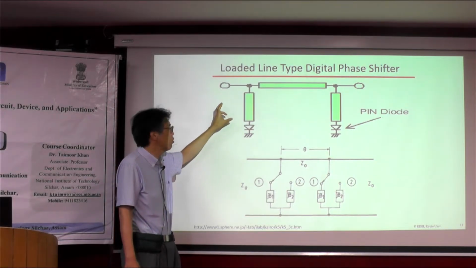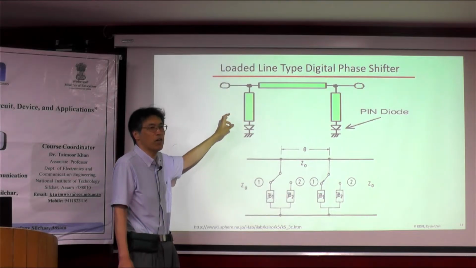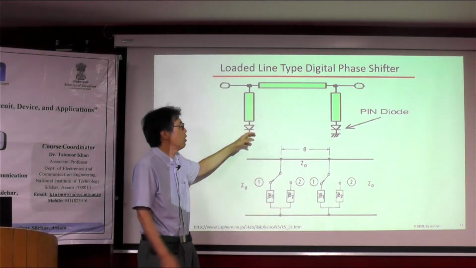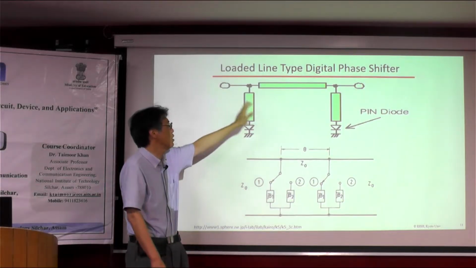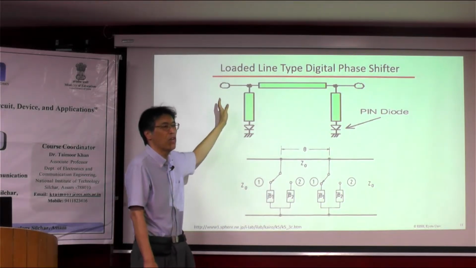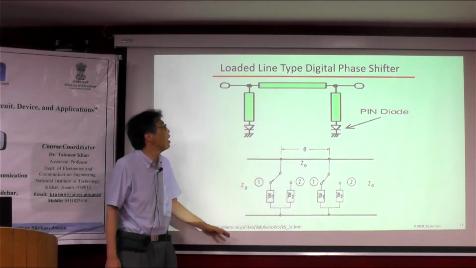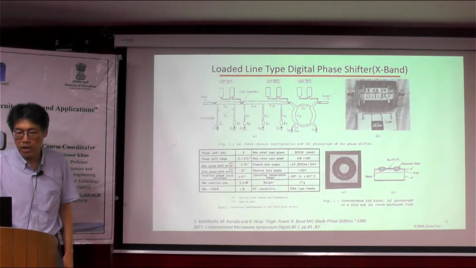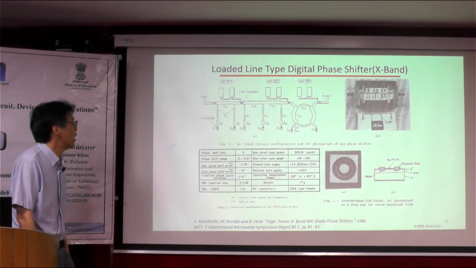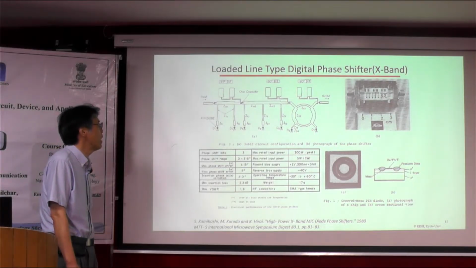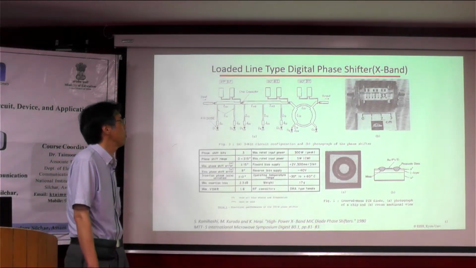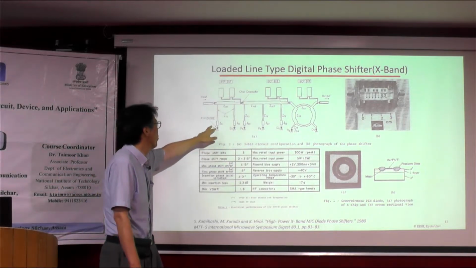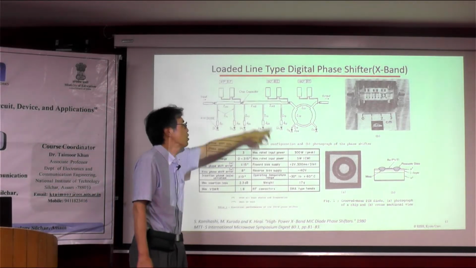So short stub and open stub impedance are very difficult. By changing the PIN diode, the total impedance of this circuit changes, and as a result, the phase changes. This is named the rotated line type digital phase shifter. And sometimes there are a lot of interesting phase shifters. For example, this is a developed MMIC phase shifter with a rotated line type. Here you can see the PIN diode and some stubs there.